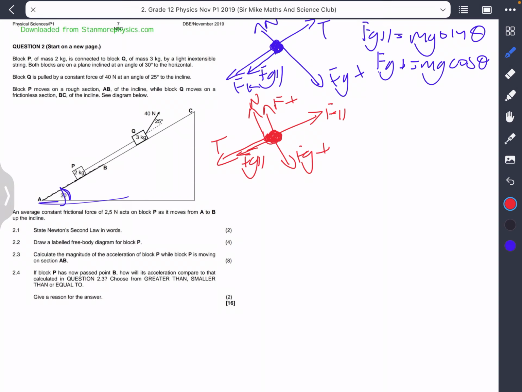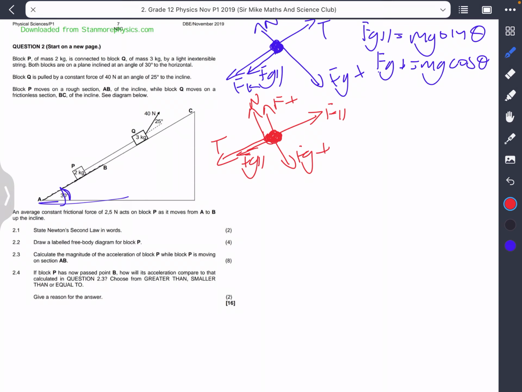So in this case, one thing that you must notice is that whatever acceleration we find using block P would be the same acceleration that we would find if we were to use block Q. The reason is that those two blocks are connected by a light inextensible string. So if block Q is accelerating at, let's say, 2 meters per second squared, that would also mean block P would be accelerating at that same value.